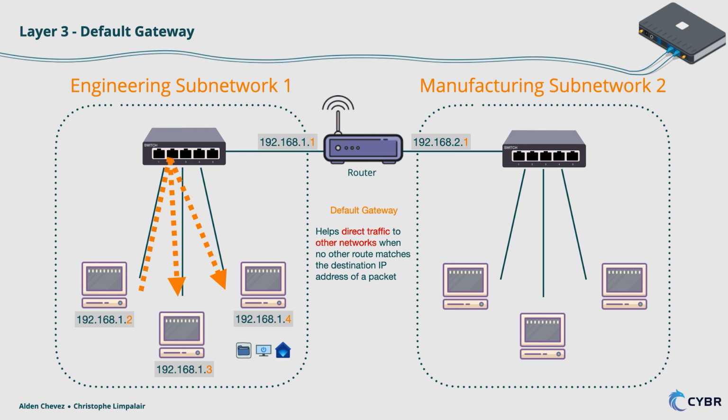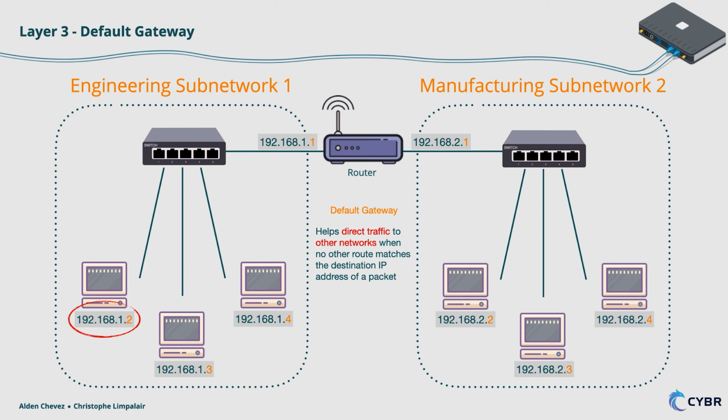But what if the destination is on a different subnet? That's when the default gateway comes into play, because let's say that host 192.168.1.2 tries to communicate with host .2.2. Since .2.2 is on a different subnet, this time 1.2 doesn't know how to communicate with it. So it says, hey, I'll send this packet to my default gateway because it'll know what to do. The packet hits the interface at 192.168.1.1, which is the router's interface IP.